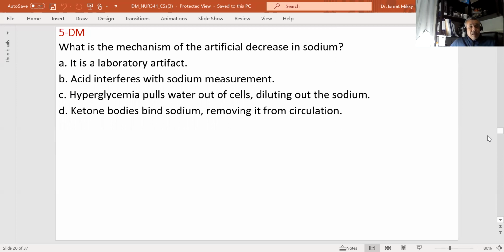So when the glucose levels markedly increase, it pulls water out of cells. And because the total number of sodium molecules does not change, the extra water in the vascular space drives the sodium level down.